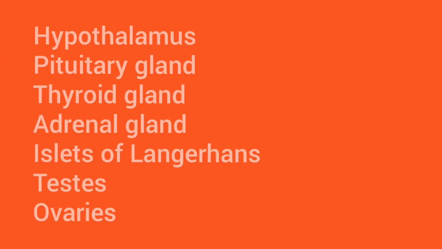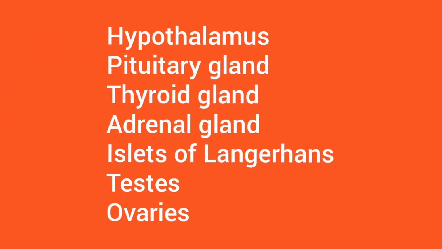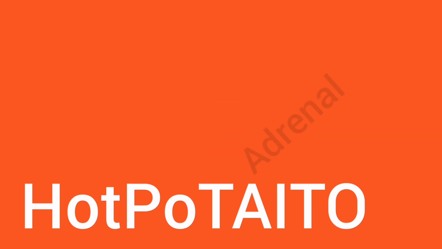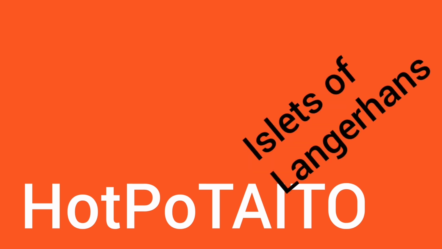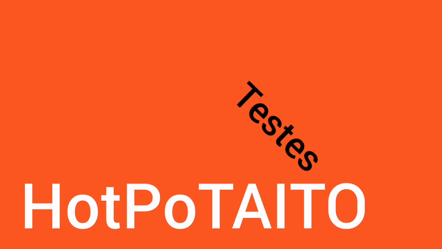Now, if we take these glands and we write their names down in the order as they go from top, where they're in your brain, all the way down to the reproductive system, they all start with the letters H, P, T, A, I, T, O. So for us to remember the order and the names, let's use the acronym HOT potato, where the H stands for hypothalamus, the P stands for pituitary gland, the T for thyroid gland, the A for adrenal gland, the I for islets of Langerhans, T for testes, and the last O for ovaries.